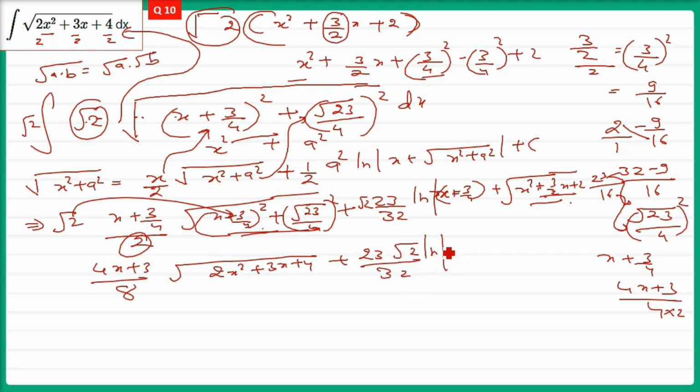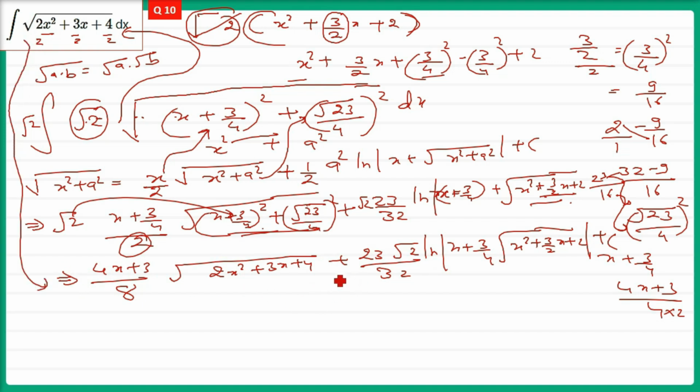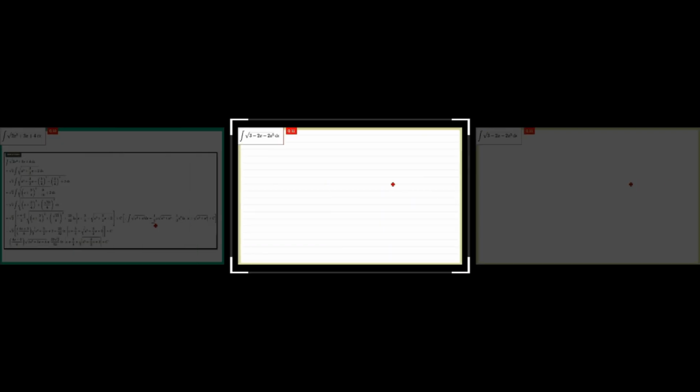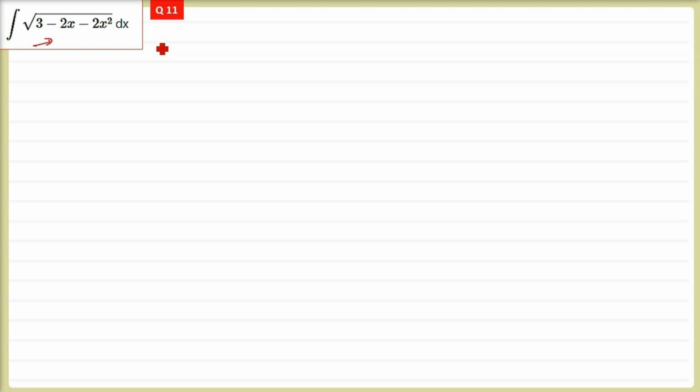And this is log base e, ln x plus 3 by 4. And this will remain the same. There will be no change here. So x plus 3 by 4 plus, there is a plus also in between, under root x square plus 3 by 2x plus 2. This is your final result plus a constant of integration also. So this is the final integration. So this is your reference which you can adopt while solving it by yourself. And this formula is very important. Now this question I will leave it for you because we have already done 10 questions. But I'll tell you the basic step.